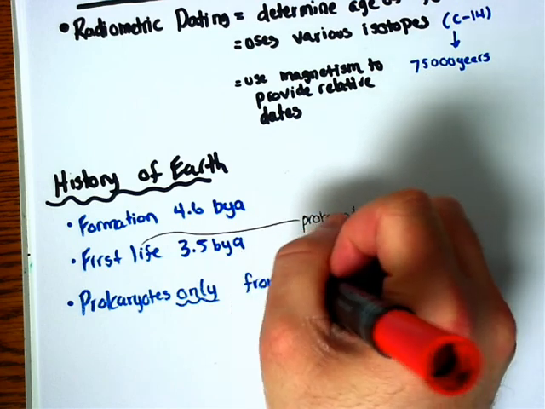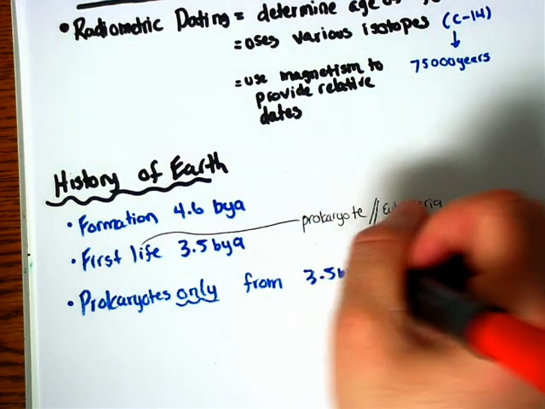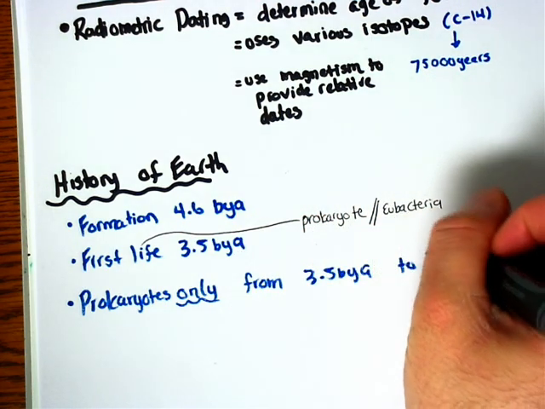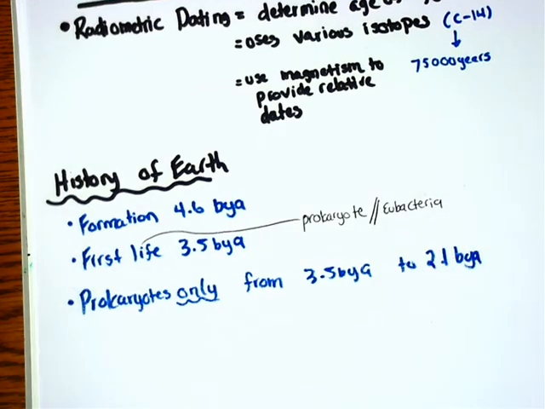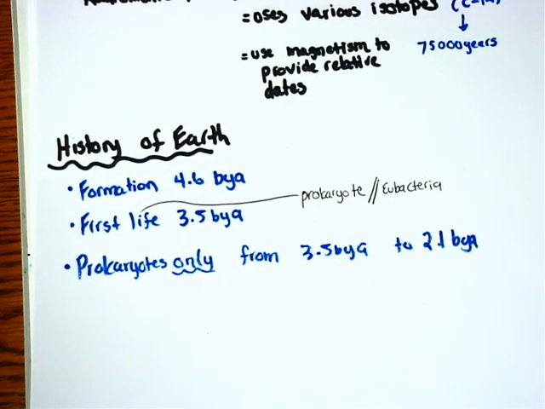From 3.5 billion years to 2.1 billion years ago. So as you can see, it was a long period of time, 1.4 billion years, when this planet contained just these little bacteria, rocking it out basically, little nasties everywhere.